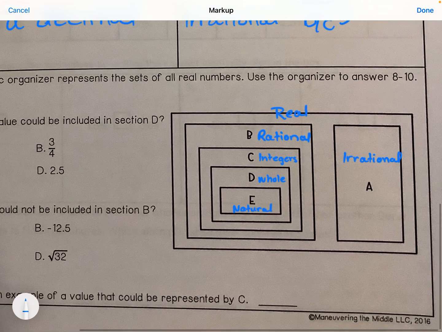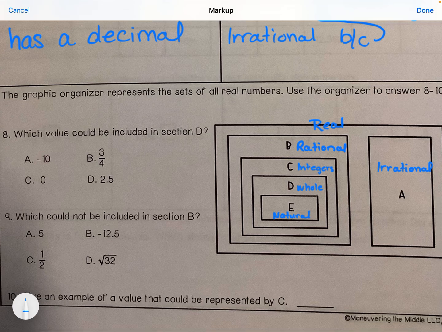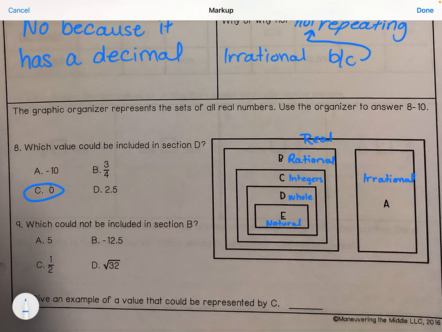So now we can go back to number 8. Which one is section D? Which one is a whole number? Whole number is starting at 0 and counting up, and it has to be no decimal parts, so that would be C.